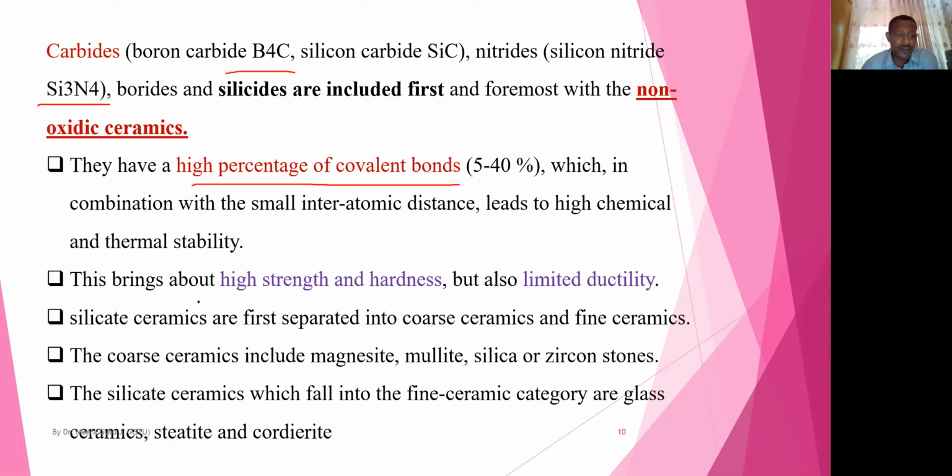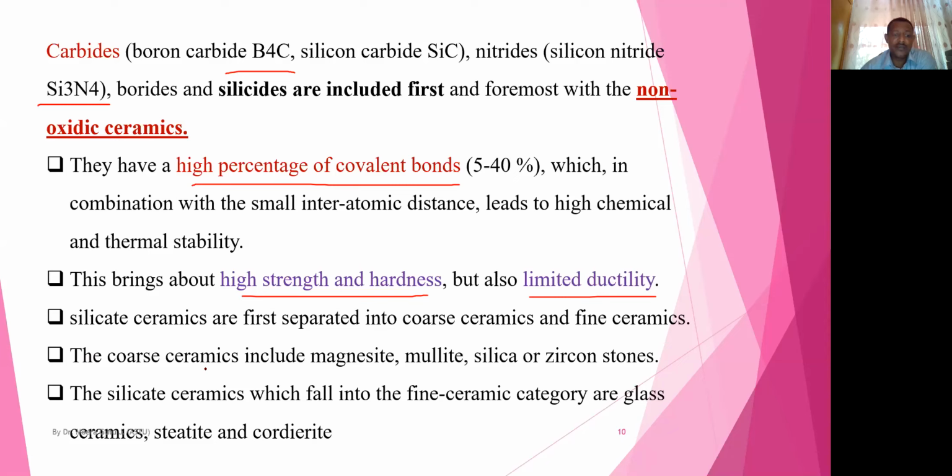They bring about high strength and hardness and limited ductility. This means that hard materials are very brittle and have limited ductility, which makes them difficult in machining. Silicate ceramics are first separated into coarse ceramics and fine ceramics.